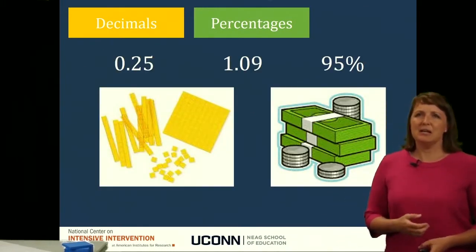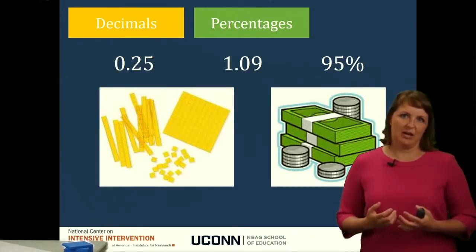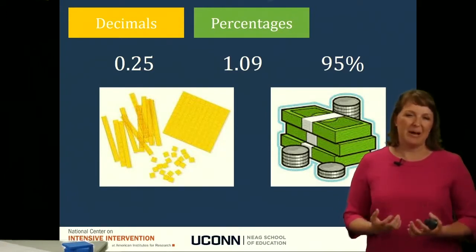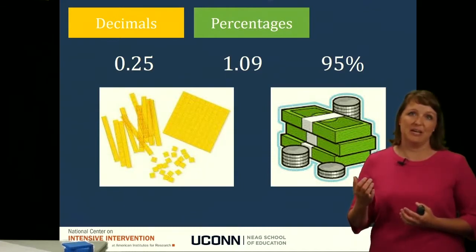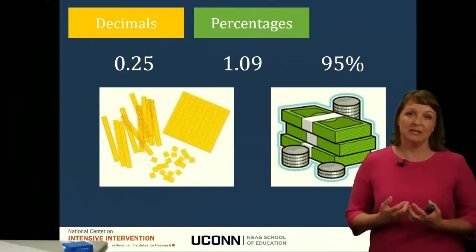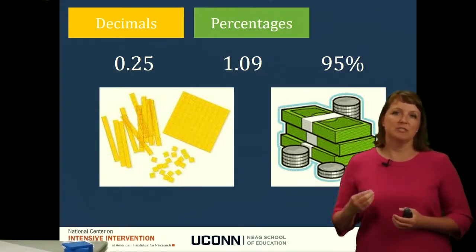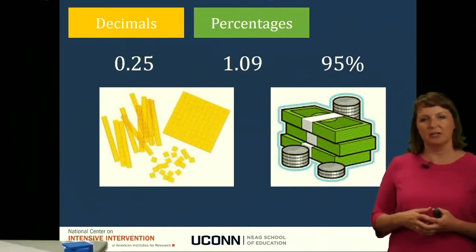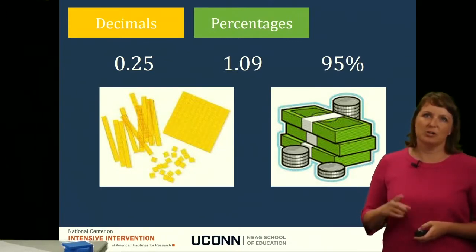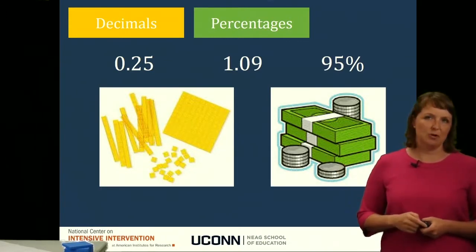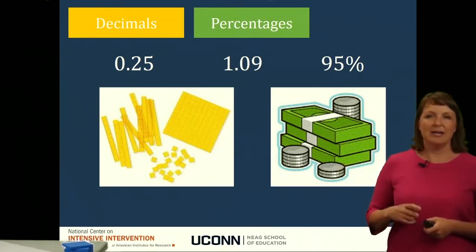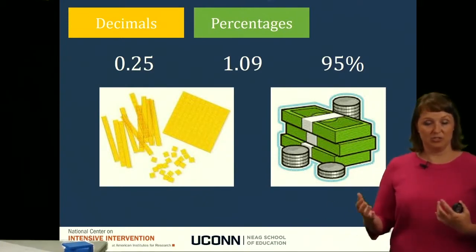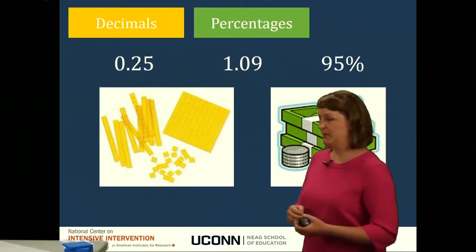So when we're thinking about representations that can help students understand decimals and percentages, the two best ones to use really are base 10 blocks, and we can also use money. Money is really helpful. We can use dimes and pennies to represent the tenths and the hundredths in $1. But I'm going to look at these two decimals, 25 hundredths and 1 and 9 hundredths, and think about how we could use our base 10 blocks to show these two different decimals.